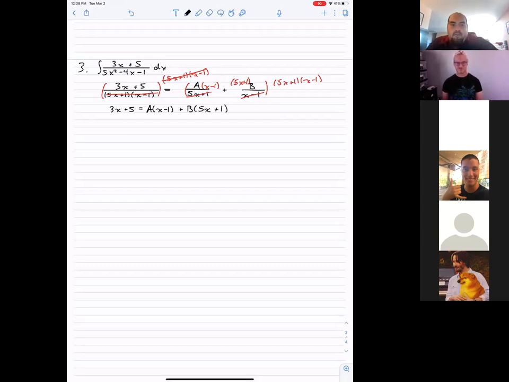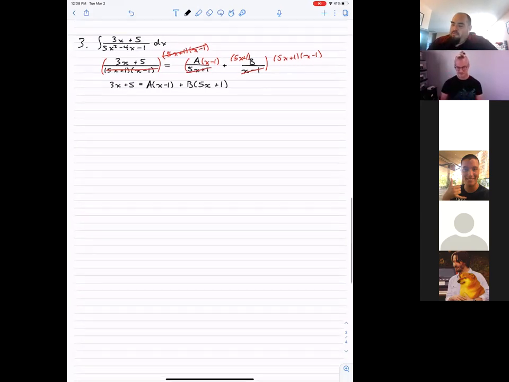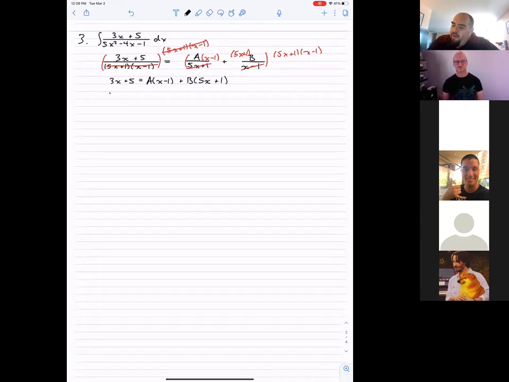We good so far? Now we just distribute. Yeah, also right-hand side, we distribute all the brackets. Ax minus a plus 5bx plus 5. Good? 5bx plus b. That's what I said. Of course it is. Now what?